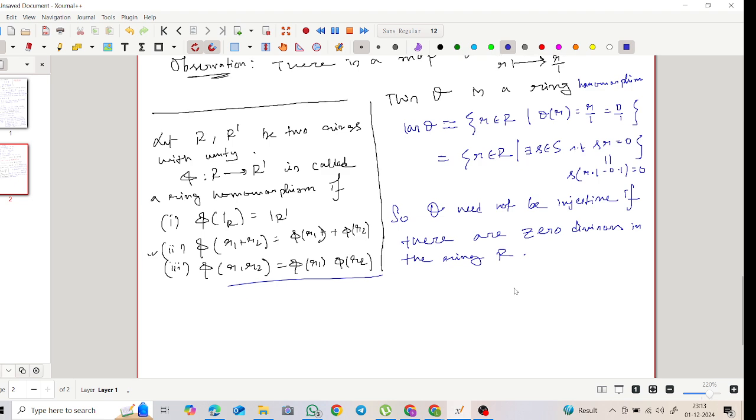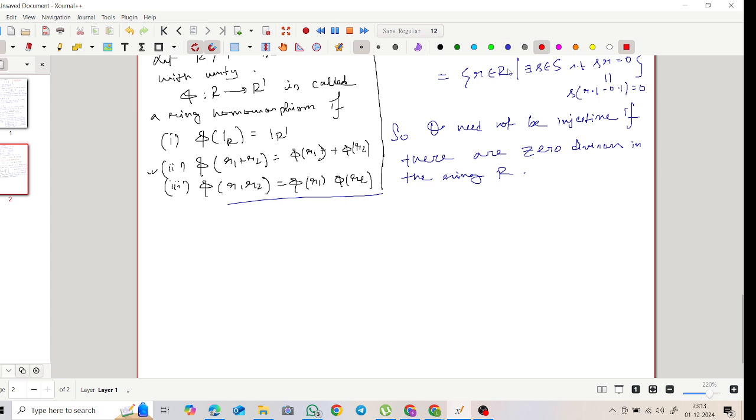However, suppose R is an integral domain. Do you know what an integral domain is? Apart from Devotion, everybody knows. I am writing all these things like zero divisors, integral domain. You guys know the definitions of these things? That is, if R is an integral domain.